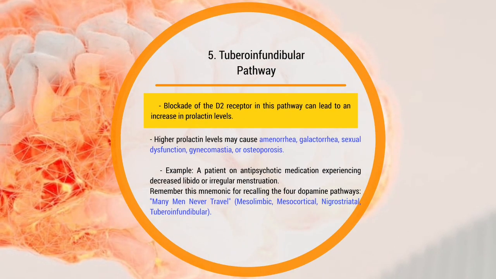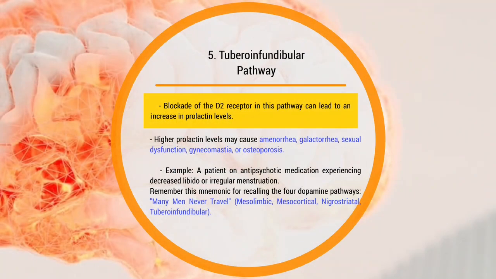So our fourth pathway is the tuberoinfundibular pathway. Here we are talking about the blockade of D2 receptor in this pathway can lead to an increased prolactin. So if we just mentioned the nigrostriatal, there was a dopamine and acetylcholine inverse relationship, right? So here in the tuberoinfundibular pathway, the dopamine and prolactin also have an inverse relationship.